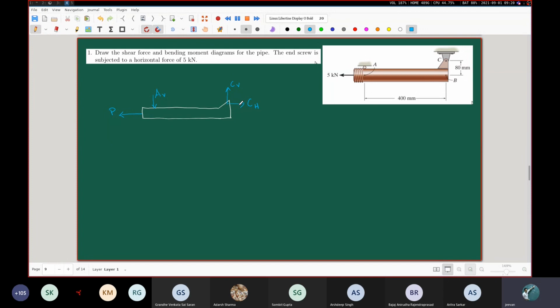So what you can think of is that you can try to translate this CH to this point B. Okay, so the point B is here. You can try to translate that CH to this point B, and that will result in a couple in which sense? So if you try to remove this CH and bring the CH here, there will be a clockwise movement here. Okay, so this M is due to the CH.